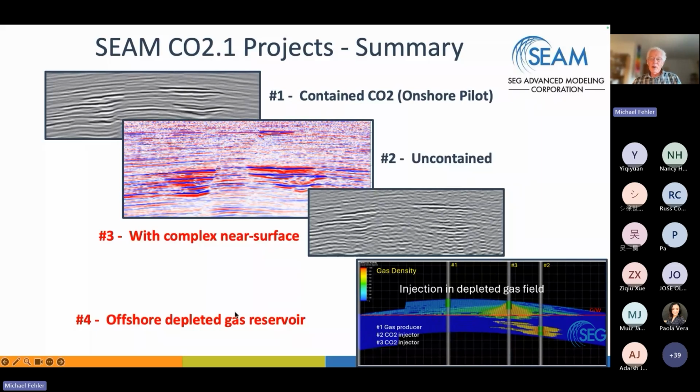And then finally, we're working on a new model, which is instead of a land-based model, a marine-based model that's in a depleted gas reservoir. So in this case, we will first simulate production from a gas reservoir, and then we will simulate injection of CO2 into two different levels within that reservoir.